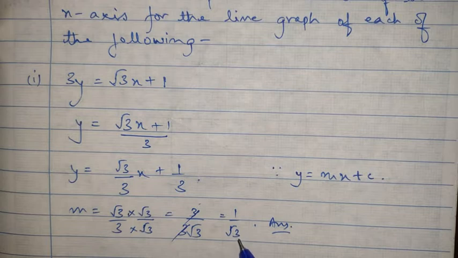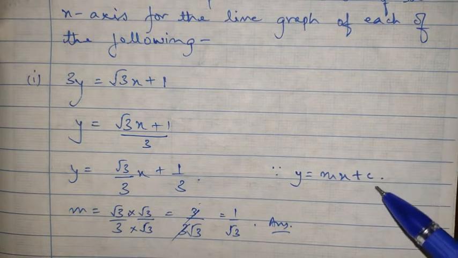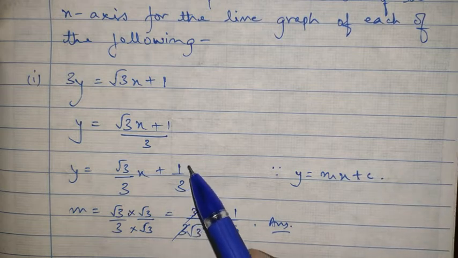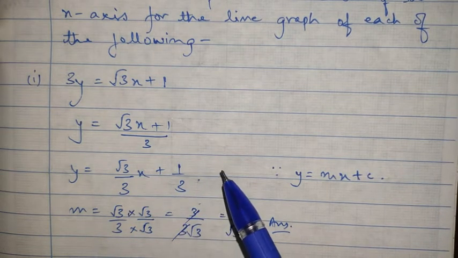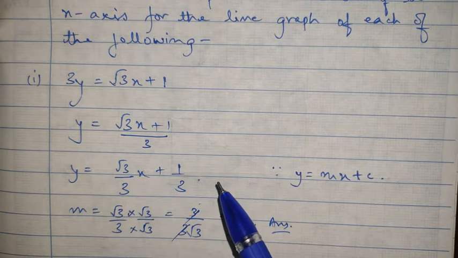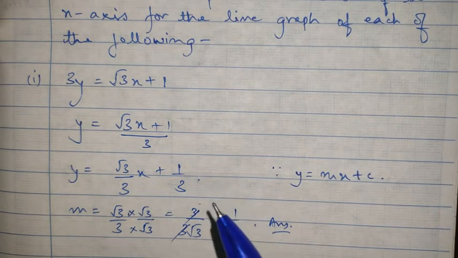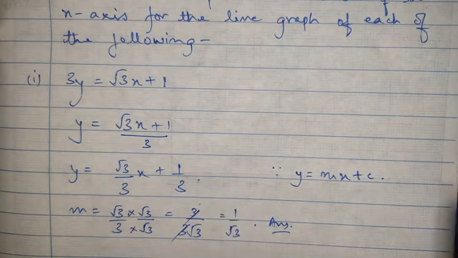So the final answer, the slope, is 1 upon root 3, and the y-intercept, which they haven't asked, but still I am telling you, represented by the symbol c, has the value 1 by 3. Again I am repeating, the y-intercept is the point where the straight line meets the y-axis.